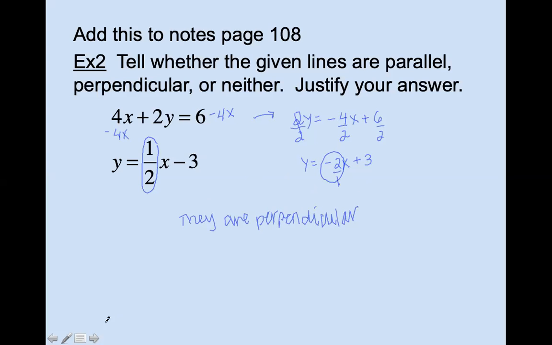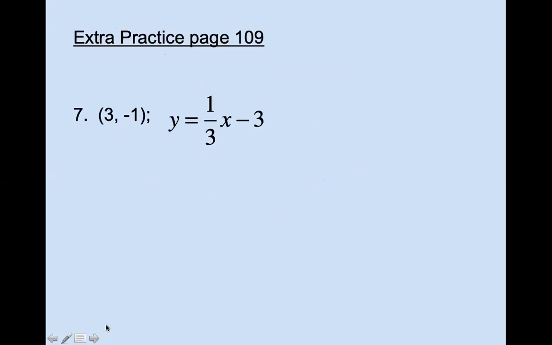All right, let's continue. We're going to jump to some extra practice on page 109. And the instructions for this problem say write an equation of a line that passes through the given point and is parallel to this line. So all we need from this line here is its slope. All right, so I have a slope and I have a point.